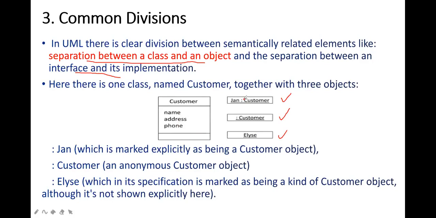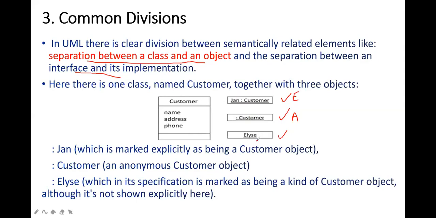First one is Jan colon Customer. That means Jan is an object which is marked explicitly as a customer object. Jan is the name and it is explicitly marked as the customer object. The second one is blank colon Customer. This is an anonymous customer object. There is no name here. And the earlier one is explicitly marked, because we are marking the name and marking that it belongs to the Customer class.